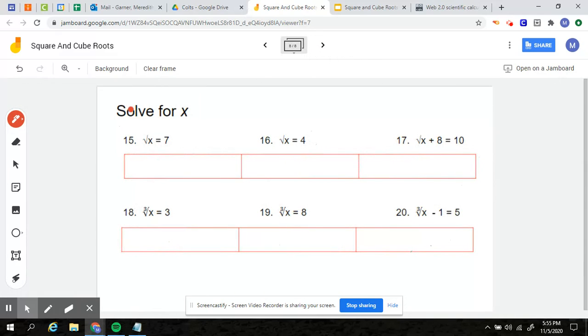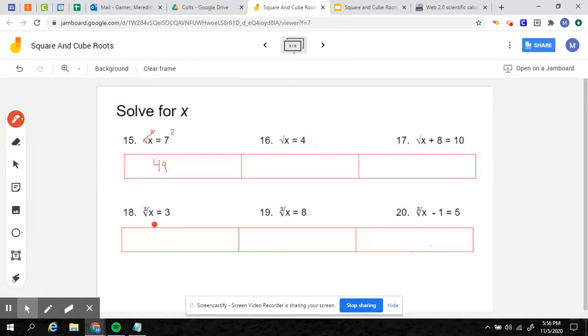And our last one, same thing, we are solving for x by still doing the inverse operation. Number 15 here, we have square root of x equals 7. Well, the opposite of a square root is to square it. So those will cancel out. And remember, whatever you do to one side, you have to do to the other. So 7 squared is going to equal 49.